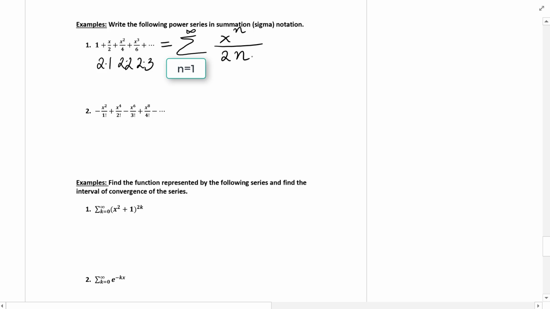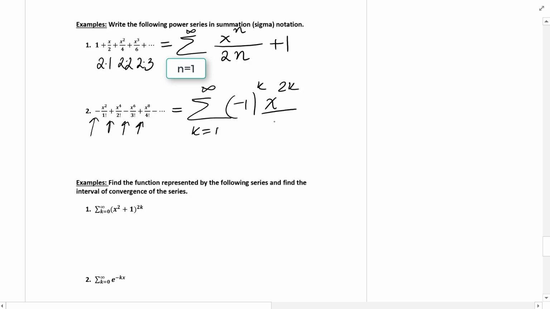Let's see. If n equals 1, we get x over 2. If n equals 2, we get x squared over 4, and so on. But we are not getting the first number. So what should we do? We just add a 1. Okay, the next one, we have an alternating series because we have minus, plus, minus, plus. So we have the sum as k equals 1 to infinity of negative 1 to the k, x to the 2k over k factorial.